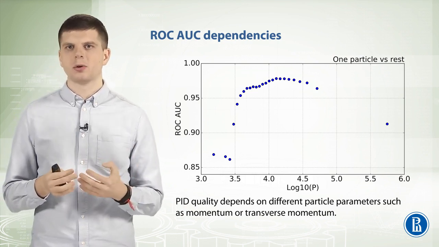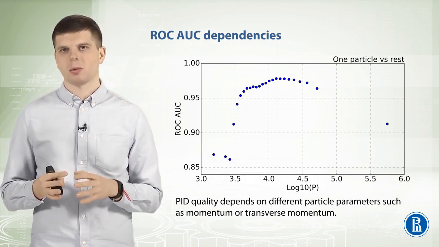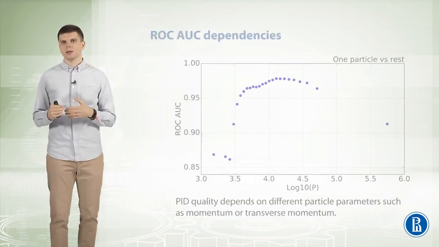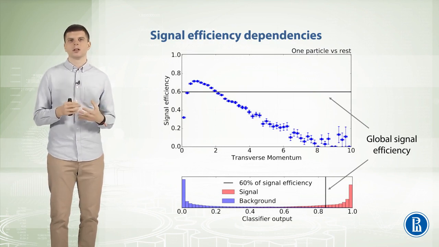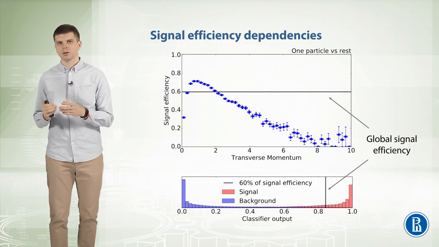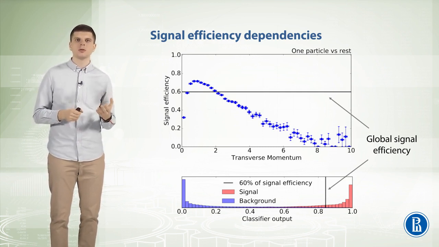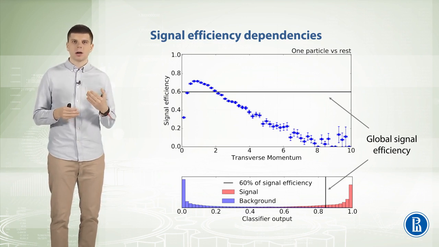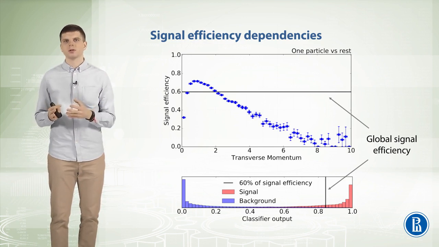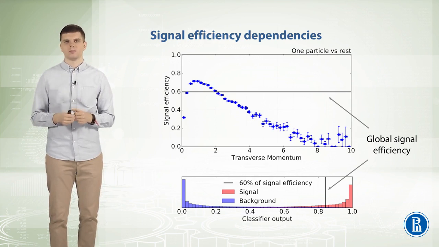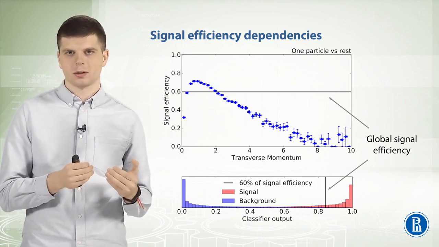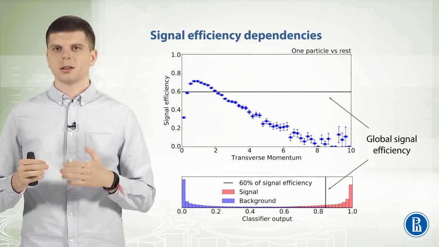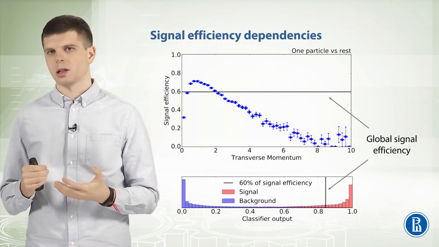Consider a classifier that separates one particle type as a signal versus the rest of the particle types as background. The output of this classifier is shown at the bottom of the slide. Let's select the classifier output threshold value that corresponds to 60% of the global signal efficiency. It means that this threshold selects 60% of all signal particles in a sample. However, in different particle transverse momentum regions, the signal efficiency differs from the global one, as demonstrated in the top figure. In several regions, the efficiency is higher than 60%. But also there are a lot of regions where the signal efficiency is much lower than 60%.